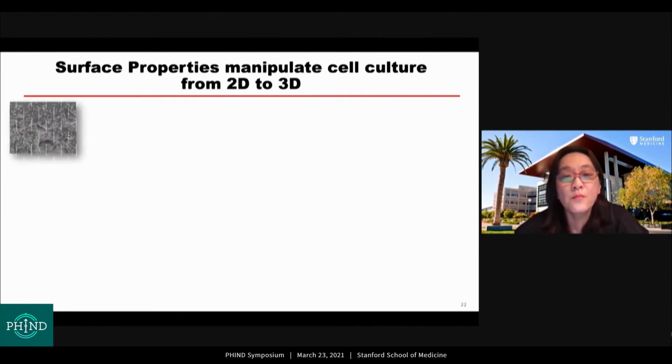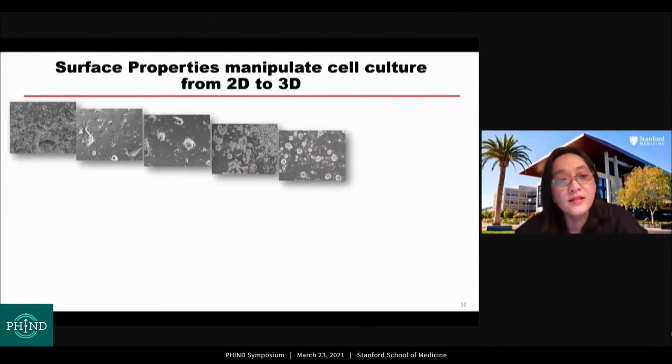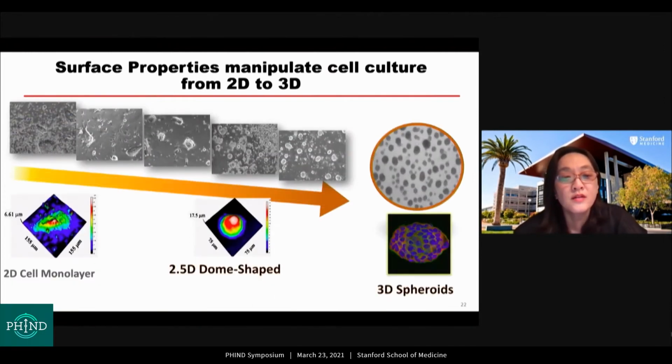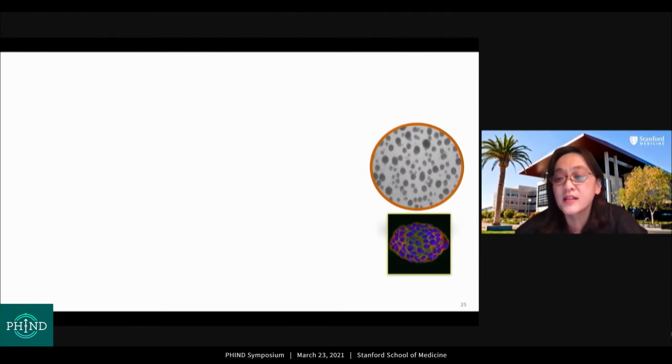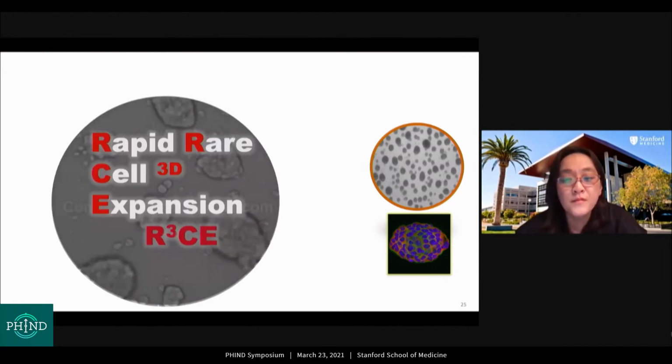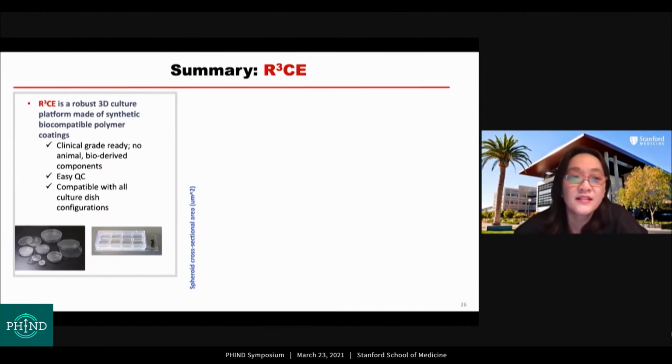So in this way, you can see how we can control the cell morphology from 2D to 2.5D and even to 3D spheroids. All these things are simply controlled by the surface properties, nothing else, nothing more, okay? And in particular, today I'm talking about RCE. This is a 3D culture platform, okay? So what is RCE?